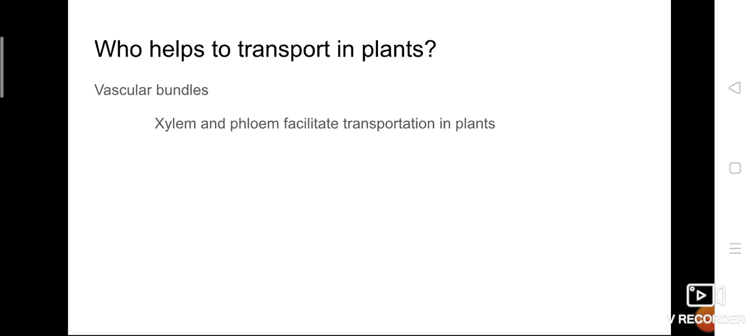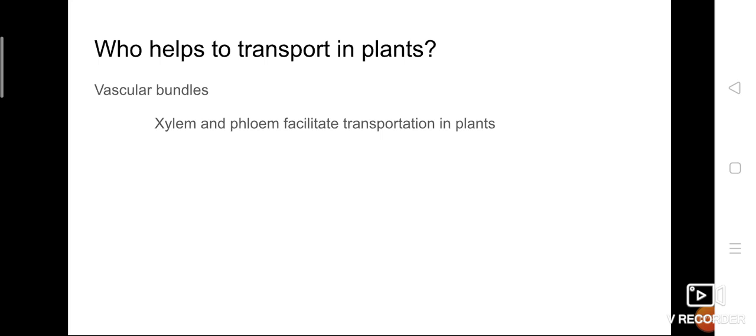In our human body, blood is the thing that transports, isn't it? It's a fluid that transports everything: gases, digested nutrients, hormones, waste products, everything is transported with the help of blood. So in plants, vascular bundles are responsible for this transportation. Vascular bundles are nothing but a combination of xylem and phloem, which help to transport in plants.